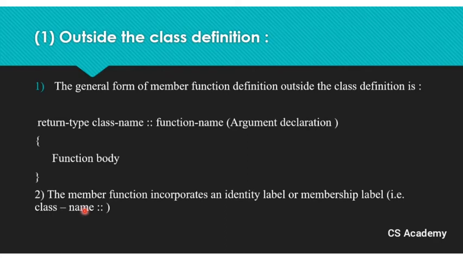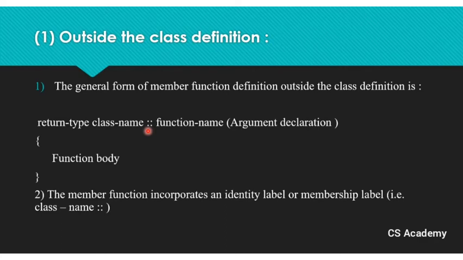So how is it? Return type, class name. This is a scope resolution operator. We know how the scope resolution operator is used, and it is used to specify the scope of that member function, and we covered this topic in a separate lecture. If you missed that lecture, please watch that scope resolution operator lecture so that you will get the basic idea of what the scope resolution operator is.